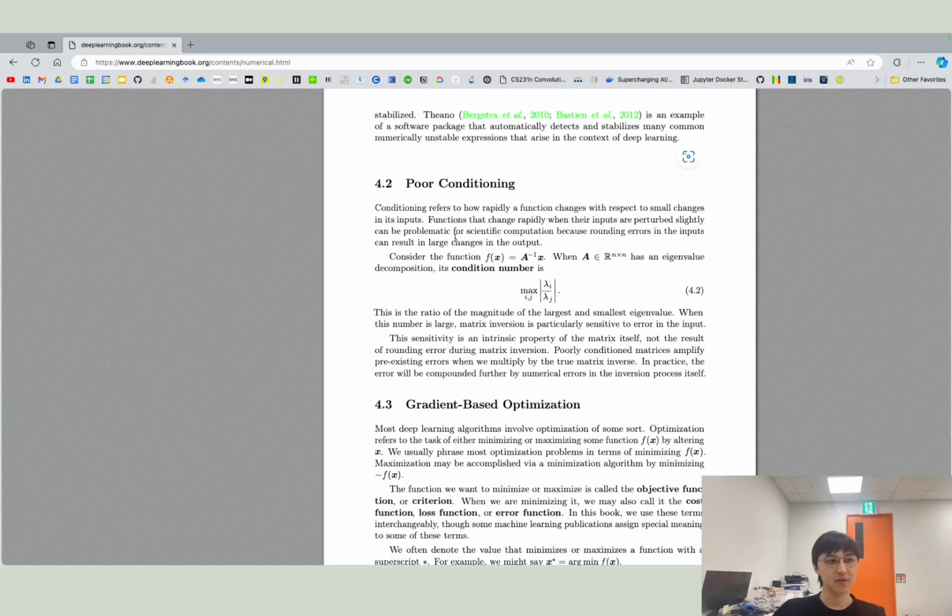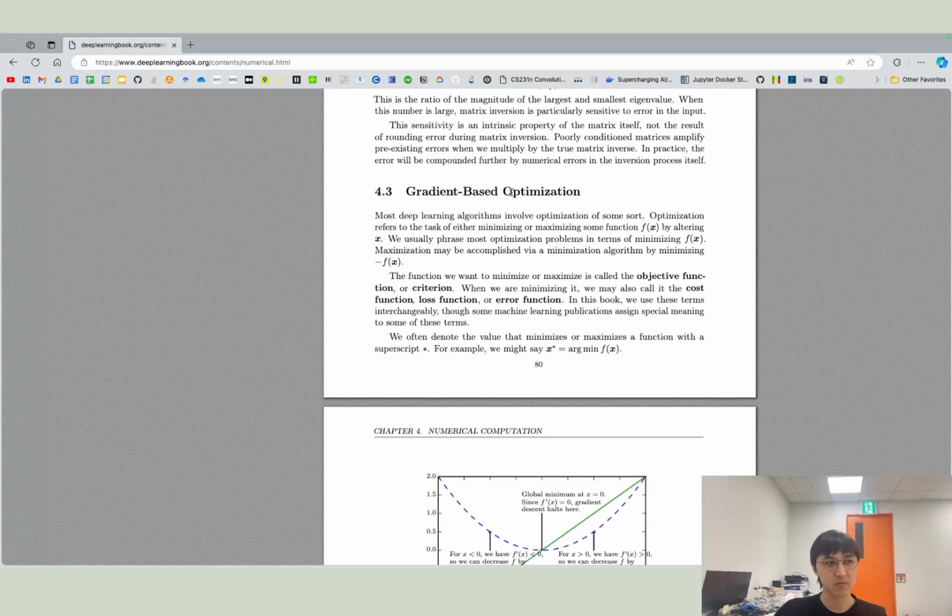And the third thing is gradient-based optimization. I think you may have come across these things, but let's cover it again anyway. Most deep learning algorithms involve optimization. The famous optimization is what we call gradient descent. Gradient descent is a first order iterative optimization algorithm used for finding the minimum of a function. So optimization means minimizing or maximizing some function, and gradient descent minimizes a function.